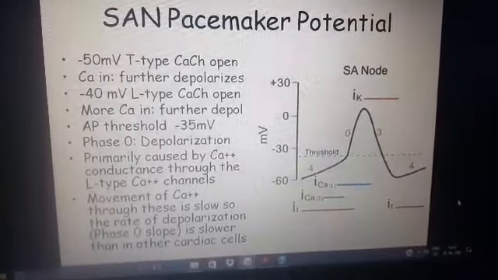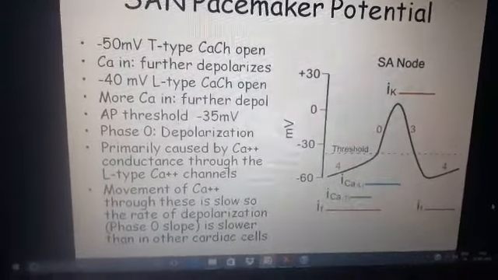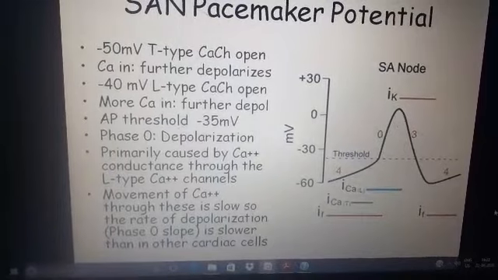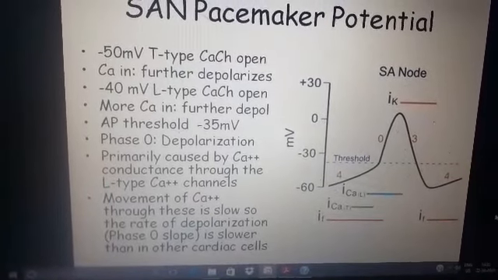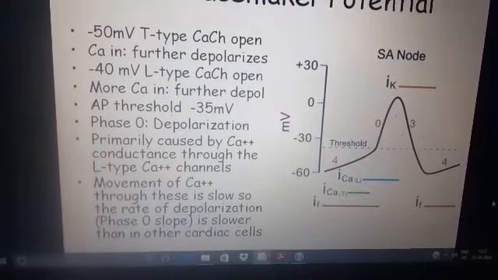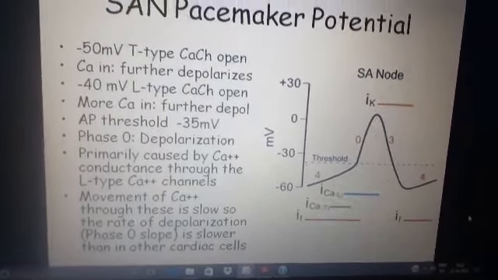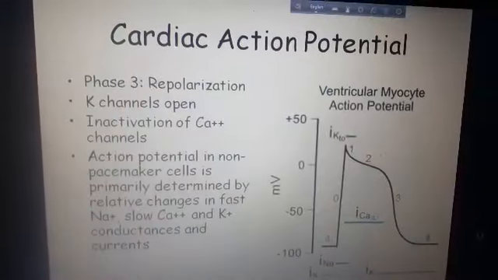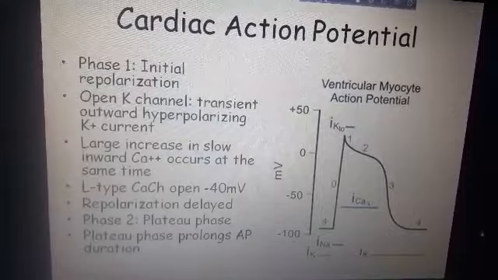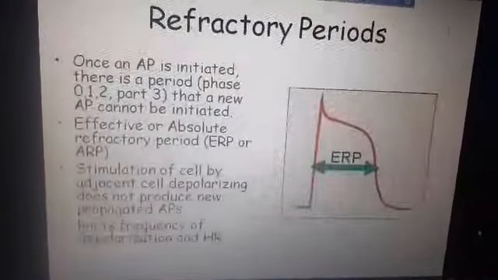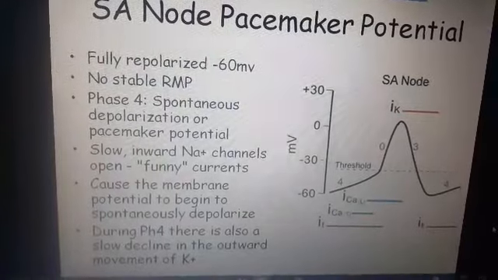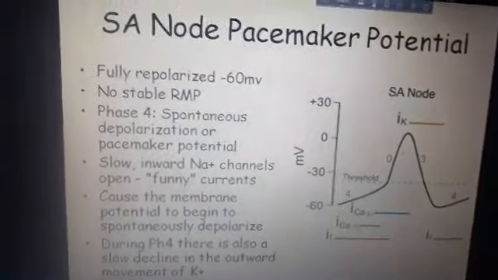In the SA node plasma potential, phase 0 is depolarization, primarily caused by calcium conductance through the L-type calcium channel. Movement of calcium through this channel is slow, so the rate of depolarization is slower than in other cardiac tissues. Look here, phase 0 in non-pacemaker tissue is quite steeper. If we go back to this picture, phase 0 is quite steeper. This is because sodium channels open rapidly, but here calcium channels are relatively slow. So there is a decrease in the phase 0 slope in the pacemaker tissue.